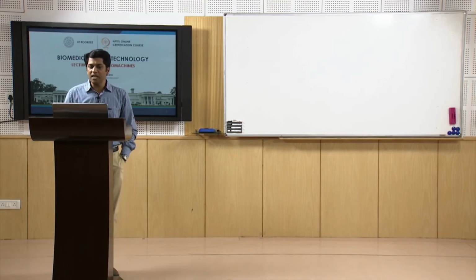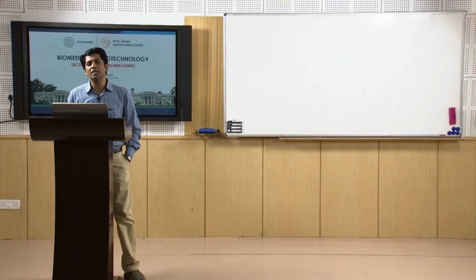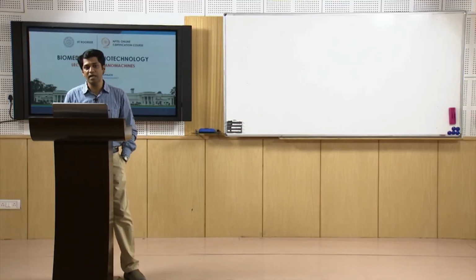We can take the idea from the cell, because the cell is the most sophisticated existing nanomachine. It has efficient energy consumption and it also has multitask computing and multi sensing capacity. So we can easily take the idea from the cell and mimic such nanoscale machines or nanoscale robots.